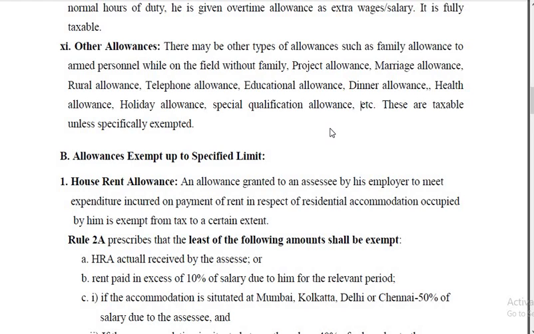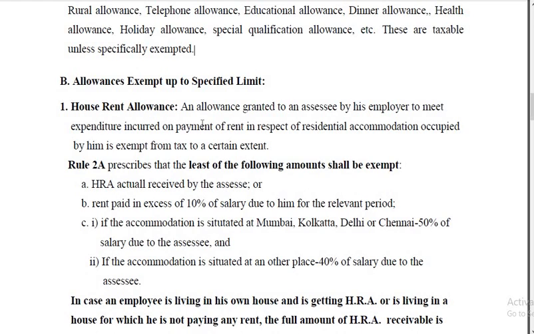For example, in colleges, professors may pursue a PhD. On the completion of the PhD, they might be given some allowances. That is a recognition for your additional achievement in qualification. So all these are taxable unless specifically exempt. We'll pass on to the second category, allowances exempt up to a specified limit. These are neither fully taxable nor fully exempt. They're exempt up to a certain limit.